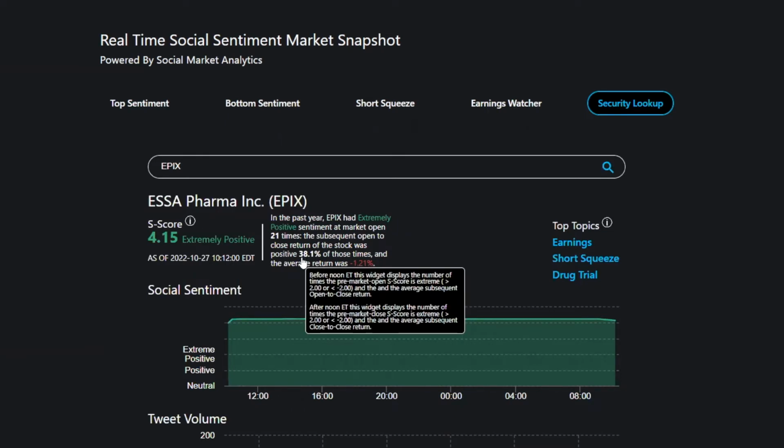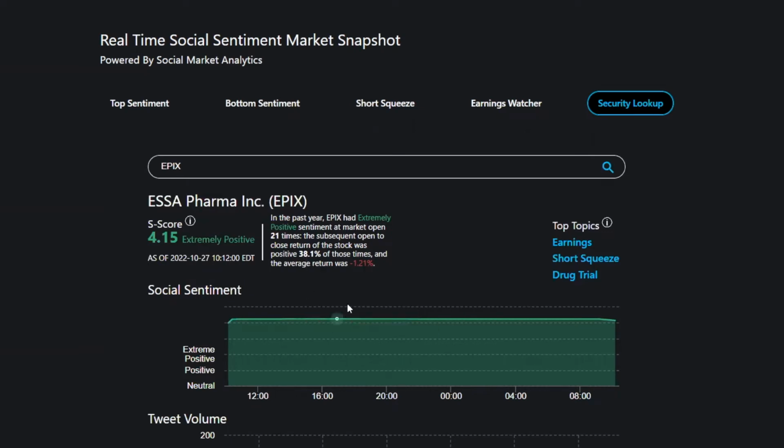And if you click on the 38% of the time, you can see the criteria that we're using for that. And on average, it's down 1.21% when this has happened out of 21 times. So what this stock typically does is it gaps up and then moves lower as a follow through on that one.